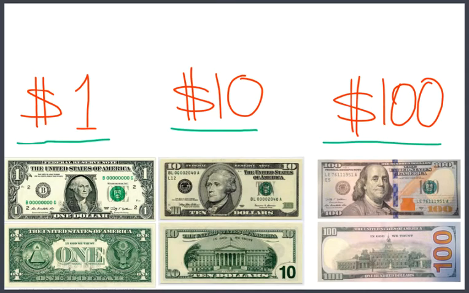Your paper money will look a little bit different because it's green, but you have probably seen real money before, and maybe you have some of your own. Take a look at the $1 bill, the $10 bill, the $100 bill. There's the front and the back. What do you notice?